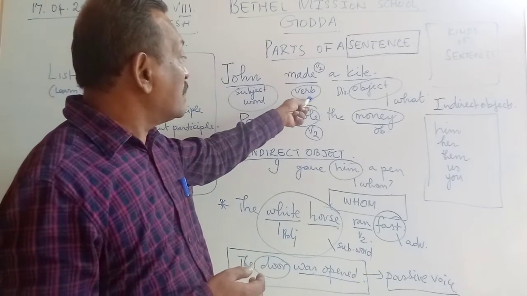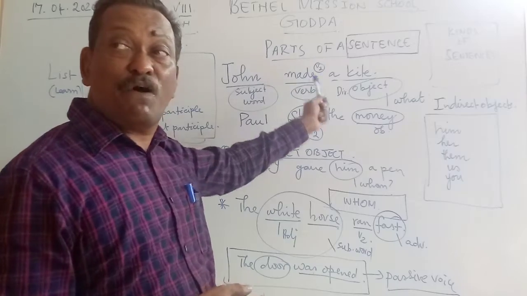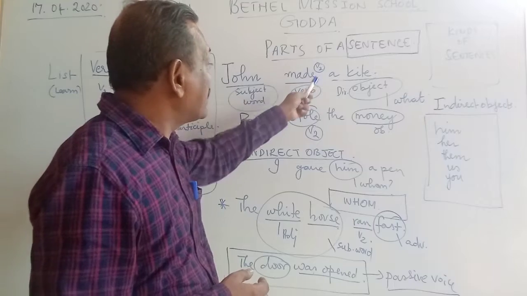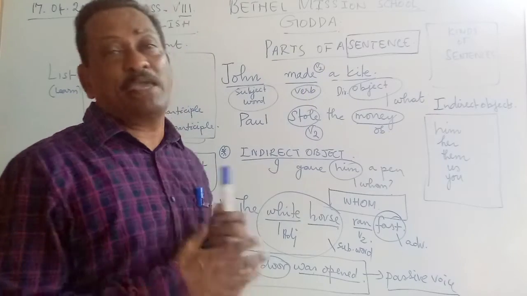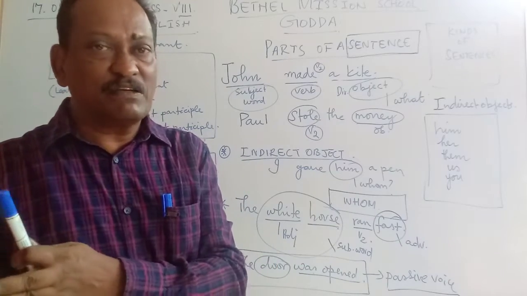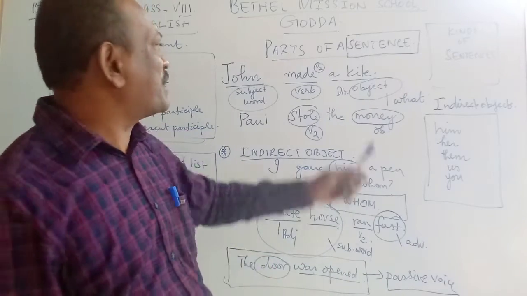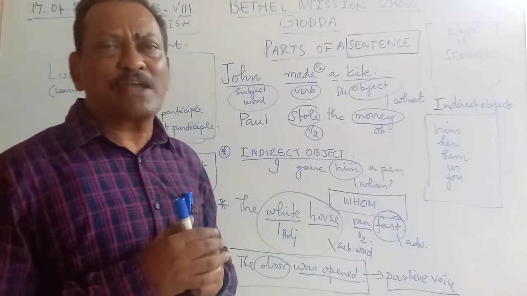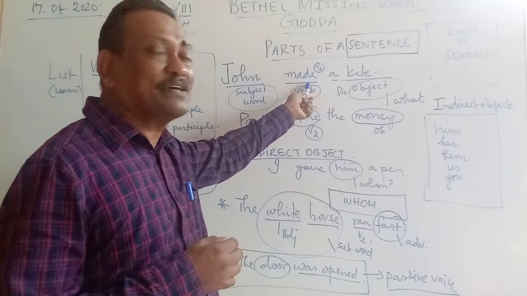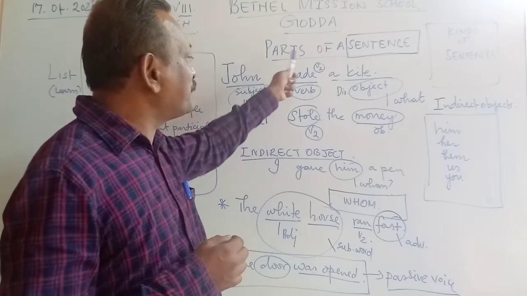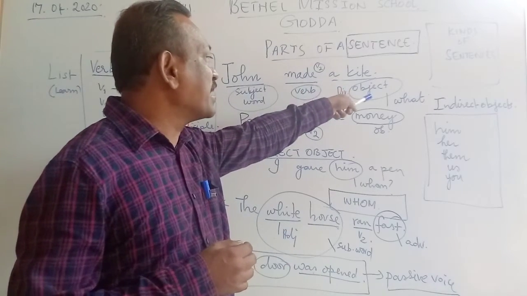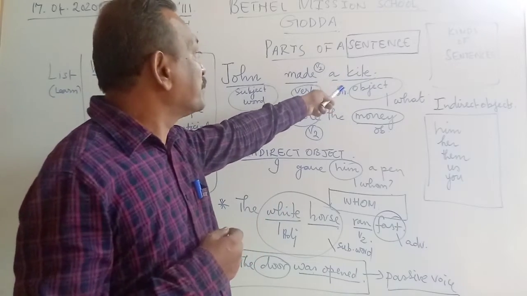Then comes a verb. The subject is followed by a verb. And what is the verb here? It is made. It is the second form or the past form of make. So, make, made, making: V1, V2, V3 and V4. Every verb has 4 parts. So here we have the second form, that is V2, which is the past. So John, the subject word, followed by made, which is a verb, and a kite. It's an article, a kite.